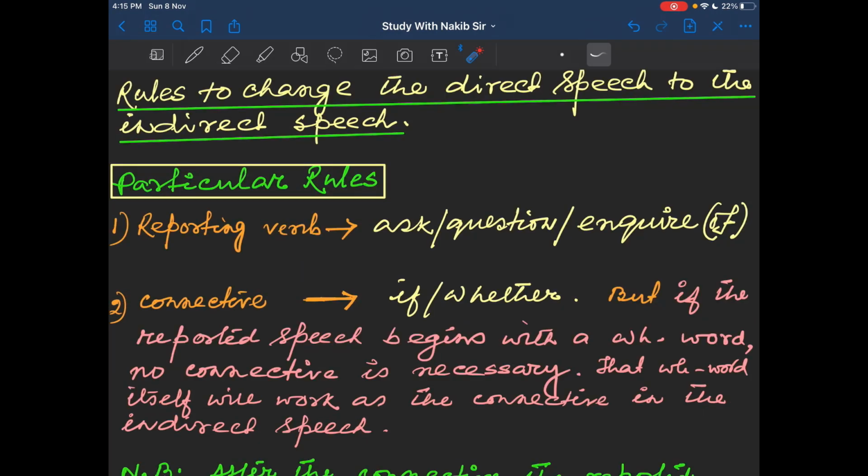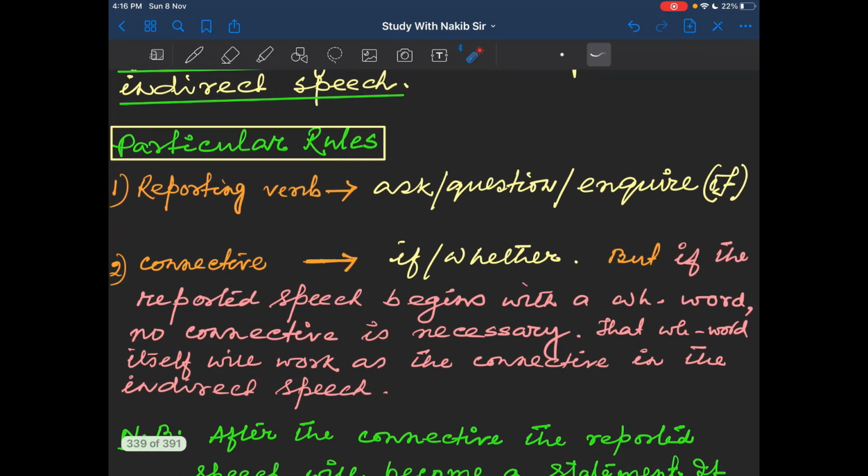The second rule is the rule about the selection of connective, you know. Here take if or whether as the connective to connect the reporting speech and the reported speech in the indirect narration. So your connective is if or whether. But if the reported speech begins with a WH word, no connective is necessary. That very WH word itself will work as a connective in the indirect narration or indirect speech.